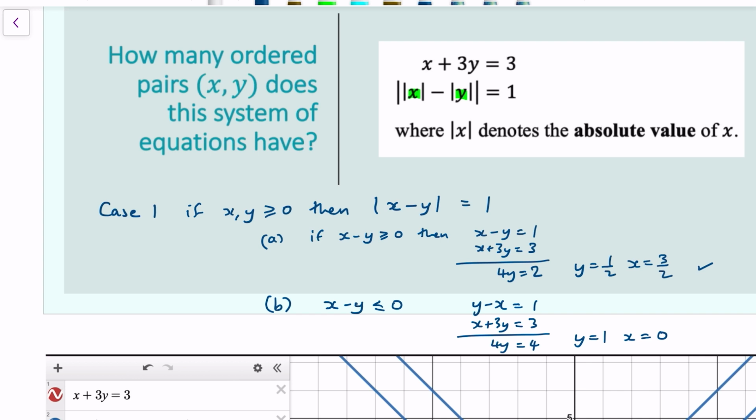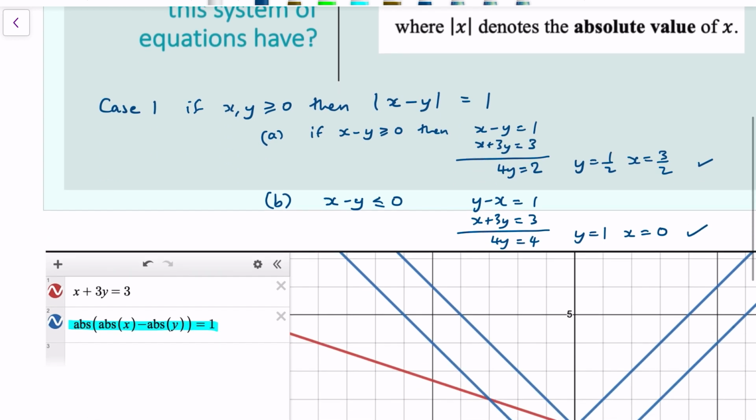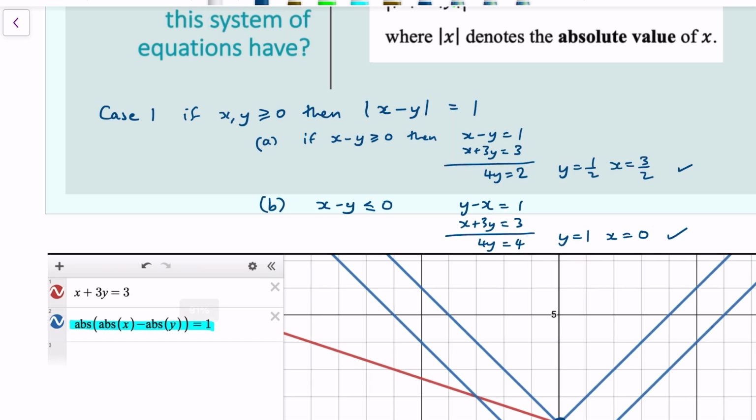Now, does this solution meet the original criteria? X minus y is less than or equal to 0. Yes, it's negative, and it also satisfies the original condition that they're both greater than or equal to 0. So yes, that's a valid solution as well. And we've got that solution there, 0, 1. So there are other cases to consider because that was just case 1A and 1B.